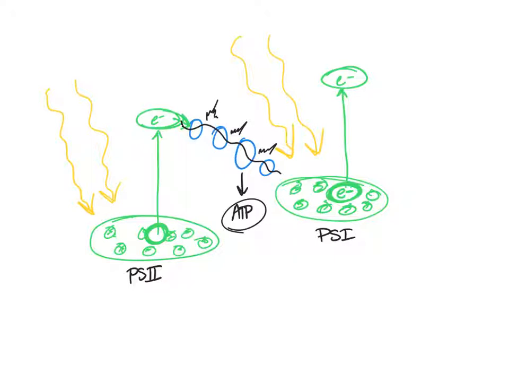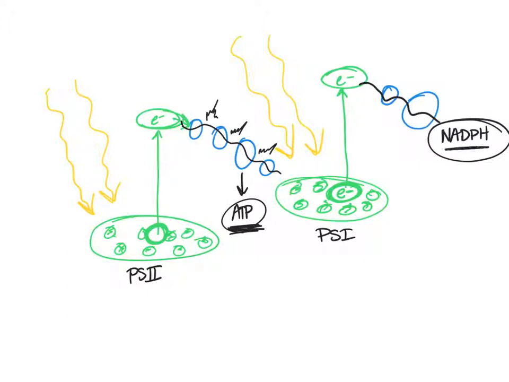Now it's going to also go to an electron transport chain. So it's going to go to an electron transport chain over here. We have this electron moving across the electron transport chain. As it does this, it's actually going to produce NADPH. So over here we're producing ATP, over here we're producing NADPH. So we have two electron transport chains here.